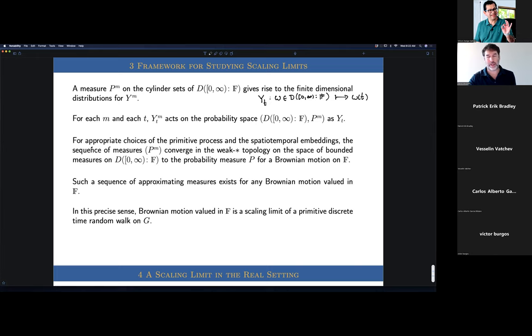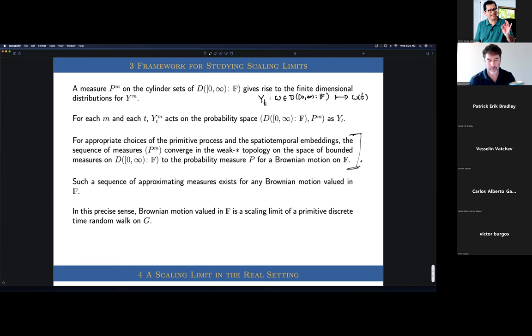And so for appropriate choices of the primitive process and the spatiotemporal embeddings, this sequence of measures will converge in the weak star topology on the space of bounded measures on D zero infinity F to this probability measure P for a Brownian motion on F. And in this very specific sense, discrete time random walks converge to a Brownian motion.